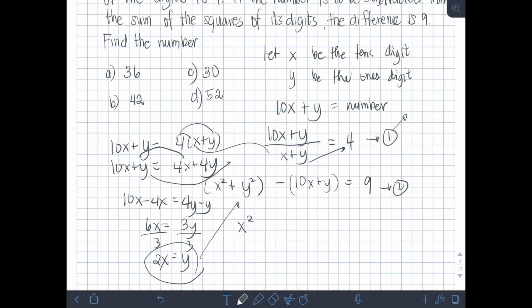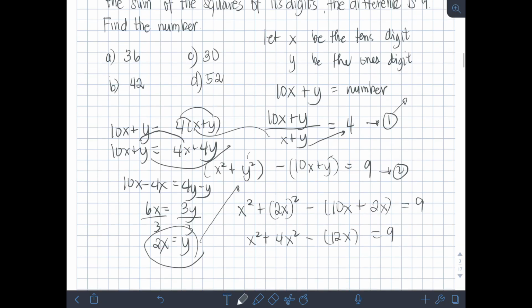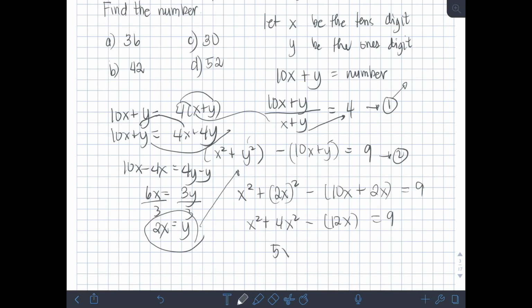So, parang x squared plus 2x quantity squared, right? Kasi yung y is equal to 2x. So, sinubstitute ko dito. Minus 10x plus, itong y, gagawin din natin 2x equals 9. So, simplify. X squared plus 4x squared minus 10x plus 2x is 12x. So, 12x equals 9. So, simplify. So, we have 5x squared minus 12x. Then, transpose na lang natin itong positive 9 dito sa left side para maging 0 yung right side. So, minus 9 is equal to 0.